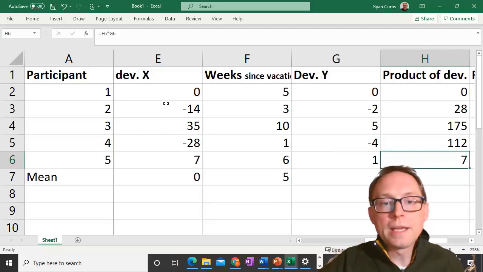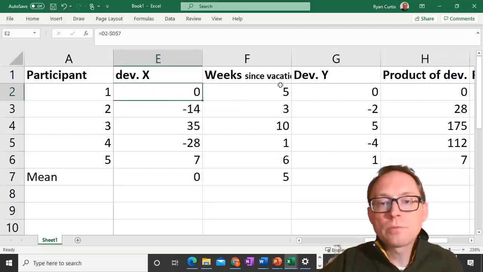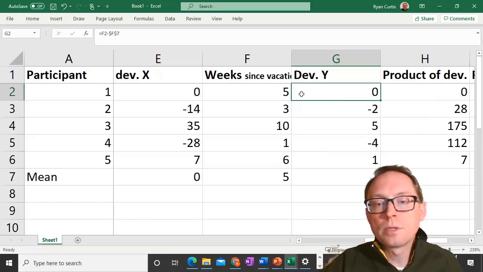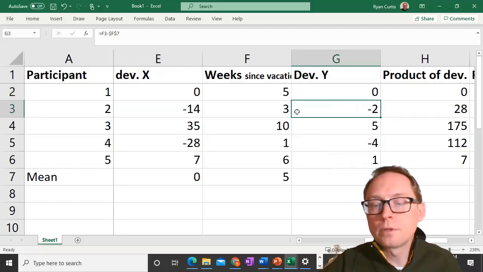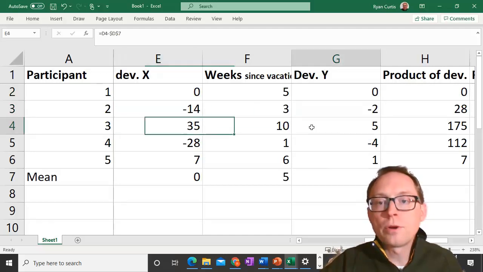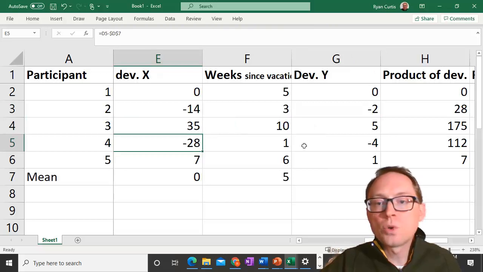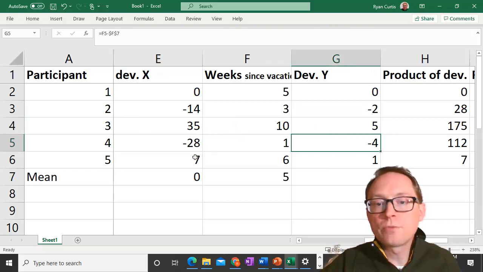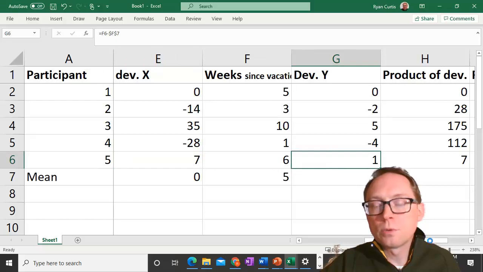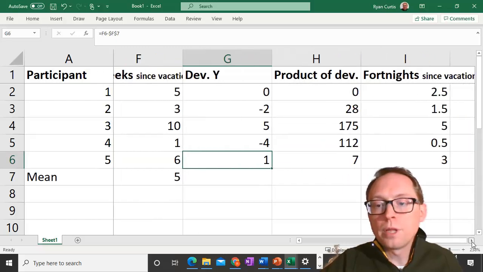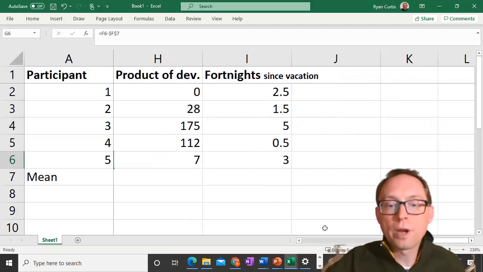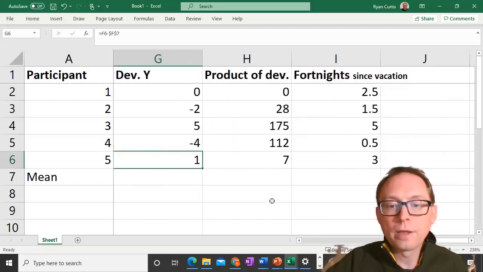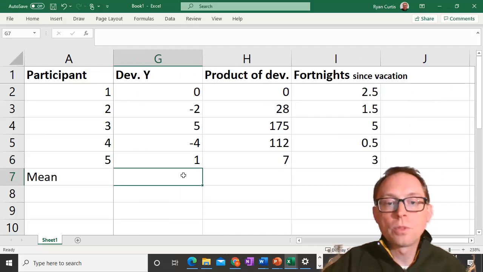For days, the deviation was 0 for participant 1 times the deviation of weeks, which was 0. The deviation for participant 2 was negative 14 times negative 2. 35 times 5, 28, negative 28 times negative 4, 7 times 1. What we do next is we add them up. Remember, we're trying to get something called the covariance, which is the first step in finding what we want. So let's get the sum.